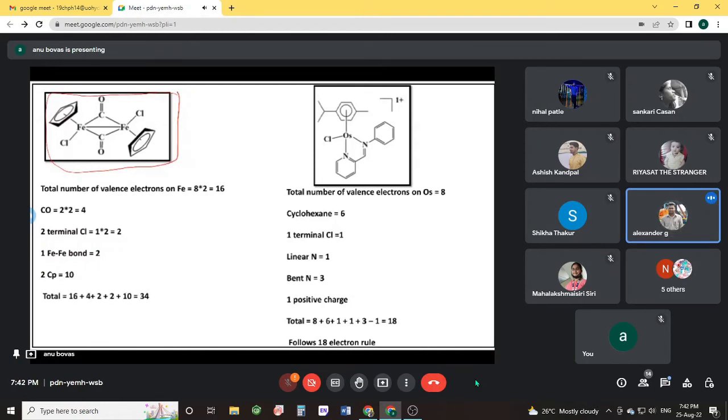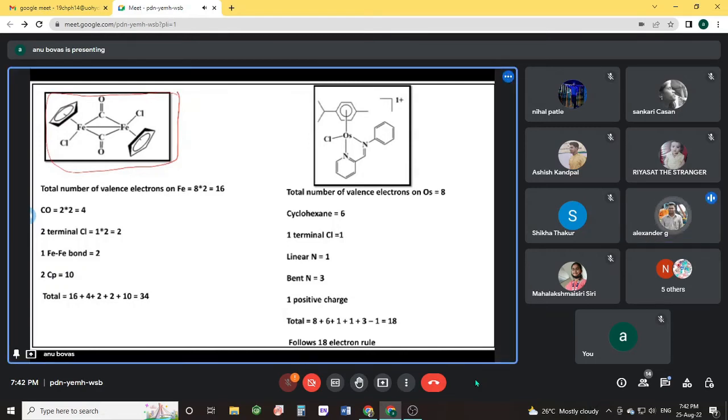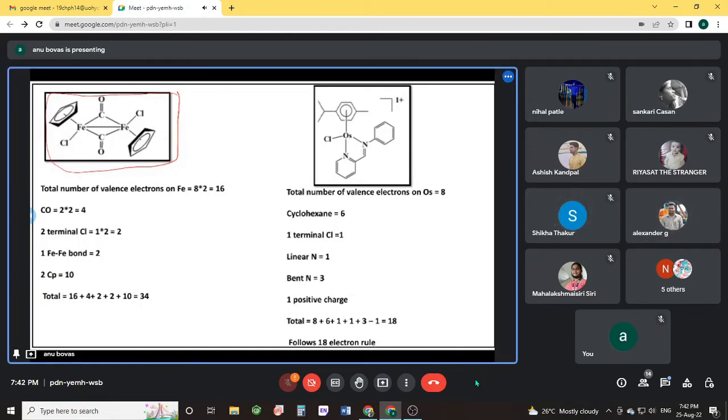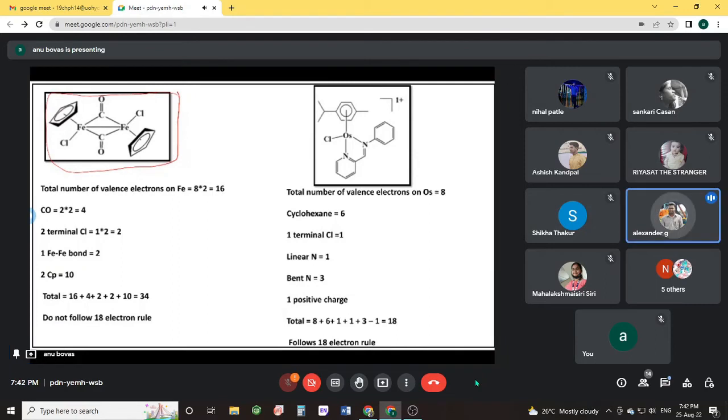Therefore, the total number of electrons will be 16 plus 4 plus 2 plus 2 plus 10 is equal to 34. So, does it follow the 18 electron rule or not? Correct. It does not follow the 18 electron rule. It should have 36 electrons, then only it would have followed the 18 electron rule. Okay. The next example is given here.